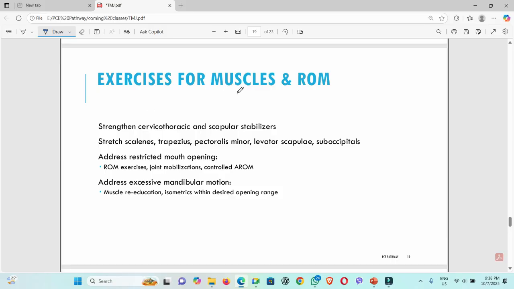Now, exercises for muscles and range of motion. Strengthen cervicothoracic and scapular stabilizers, stretch scalene, trapezius, pec minor, levator scapulae, suboccipitalis. This is all leading towards the forward head posture, isn't it? These are tight in forward head posture, upper cross syndrome. Address restricted mouth opening by range of motion exercises, joint mobilization, controlled active range of motion. Address excessive mandibular motion by muscle re-education, isometrics within the desired opening range.